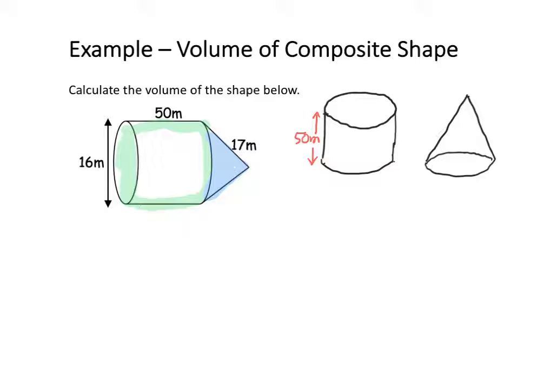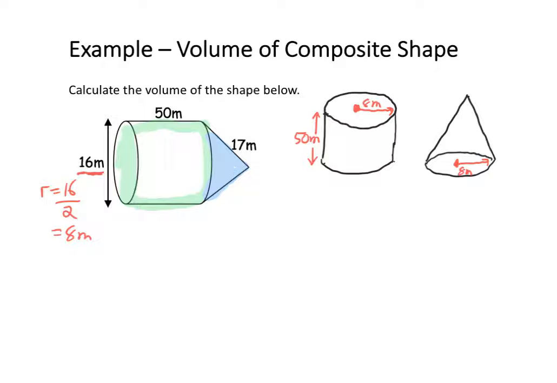Having a look back at my example question, I know that the diameter is going to be 16, but I want to calculate the radius, so I need to divide that by 2. So my radius is going to be 8 meters. I can mark that on to my diagram as 8 meters. I can also mark that on my cone because the radius of the base is going to be 8 meters because it joins up with the cylinder.